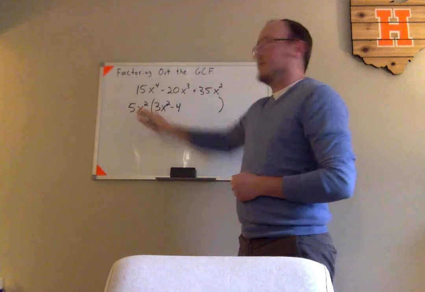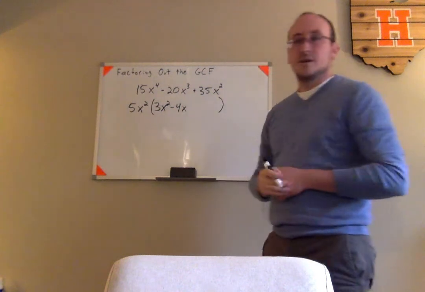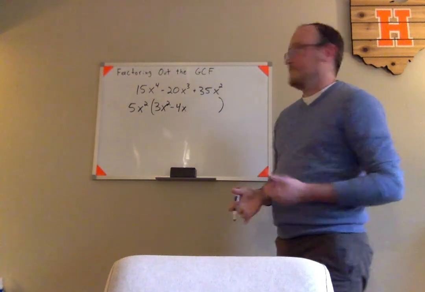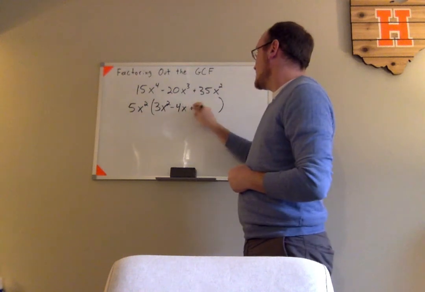Then x to the 3rd divided by x to the 2nd. Again, you would subtract those exponents, and that would be x to the 1st, which of course you don't need to write an exponent of 1. And then finally, 35 divided by 5 would be 7.